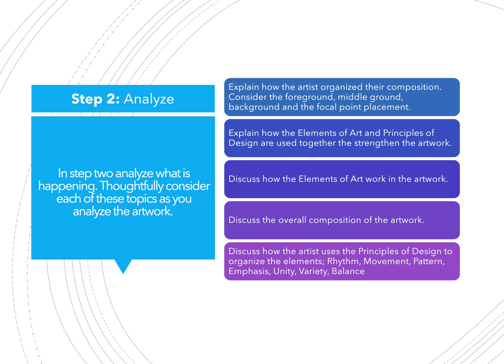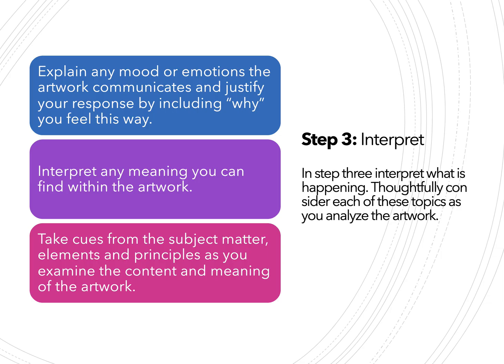Explain how the elements of art and principles of design are used together to strengthen the artwork. I want you to discuss how the elements of art work together in the artwork, discuss the overall composition of the work, and discuss how the artist uses the principles of design to organize the elements. So think about rhythm, movement, pattern, emphasis, unity, variety, and balance. How are those things working together to tell that story that the artist is illustrating for you?